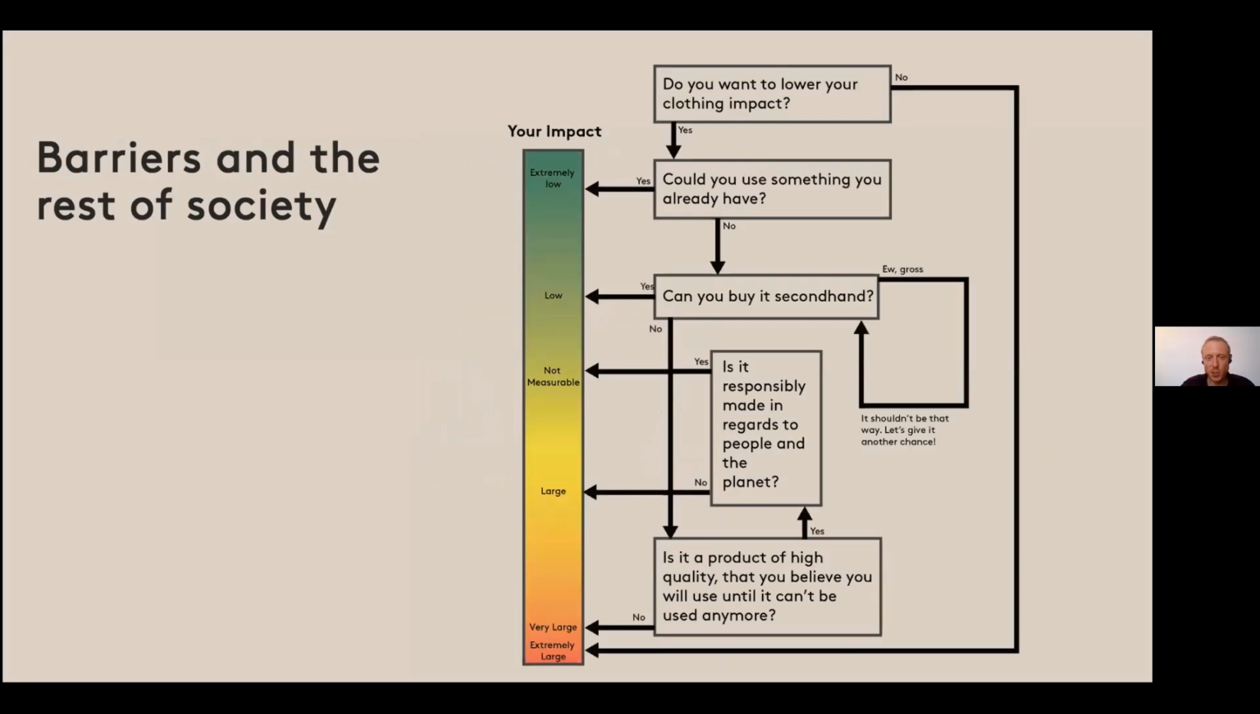But what about on a consumer level? We need consumers that are more resistant to greenwashing, and we need consumers that are more conscious and make better choices. So we have made this kind of impact guide for if you want your clothing consumption to have a lower impact. You start in the top. Do you want a lower impact from your clothing consumption? If you say no, you just end right at the bottom with the extremely large impact. So we assume that you say yes.